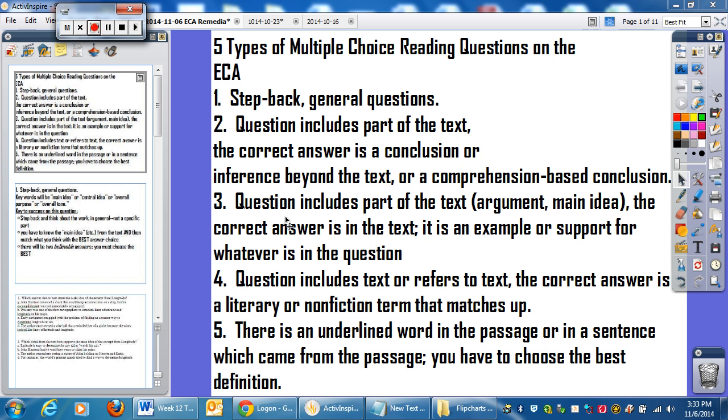Okay, in order to pass the English 10 ECA, we have to get multiple choice questions correct. And the multiple choice questions are the hardest ones for us to get right. We're going to probably do well on the RATS questions where we're going to restate, answer, tie to the text, and then summarize. But the most difficult questions have always been the multiple choice ones. So I want to go over the 5 major types of questions that we have.